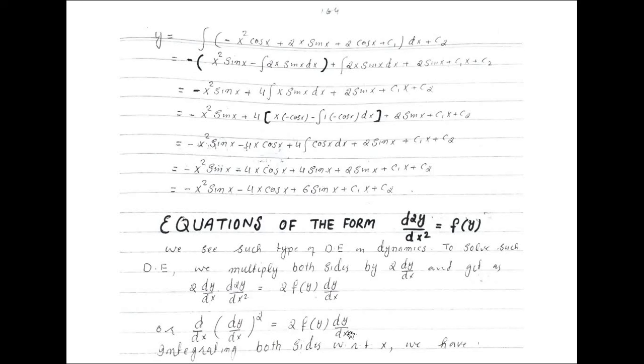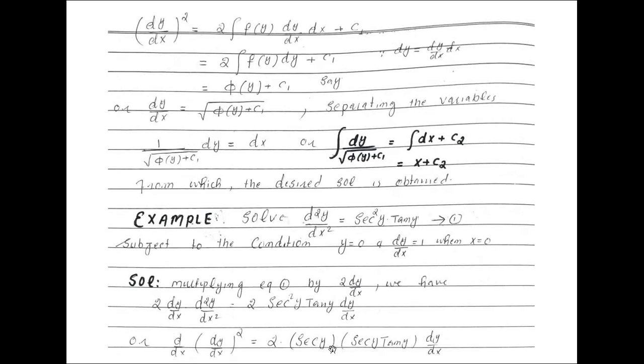When we integrate this equation, d by dx will be cancelled, and if we have to integrate here, we will put dx here. So dy by dx into dx will be dy. See here, differential of y is equal to dy by dx into dx. So if we study this equation, this dy by dx into dx will be replaced by dy. Now let's take value of this expression as phi of y, and this is c1.